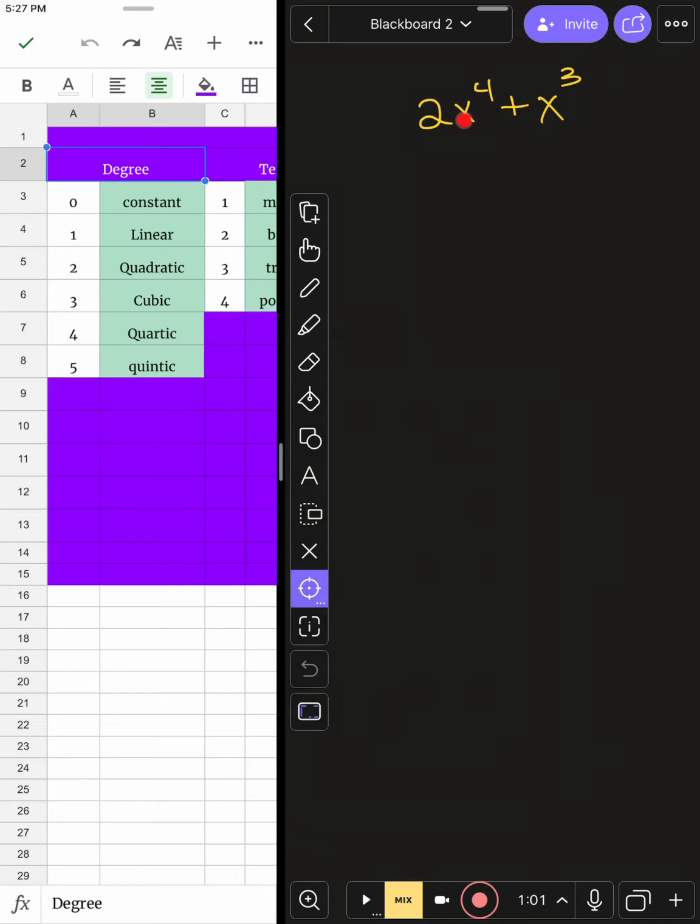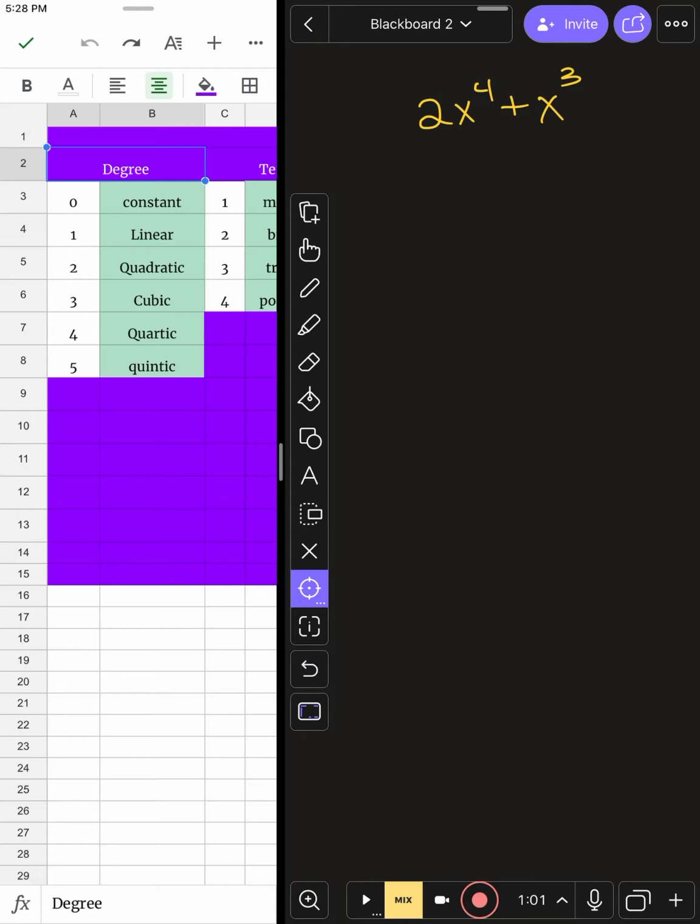When you're looking at a polynomial, you'll see these little numbers up here. These are called exponents. That is an exponent of 4, and this right here is an exponent of 3. The degree is the biggest exponent. So I have an exponent of 4, I have an exponent of 3. The biggest exponent is the 4.